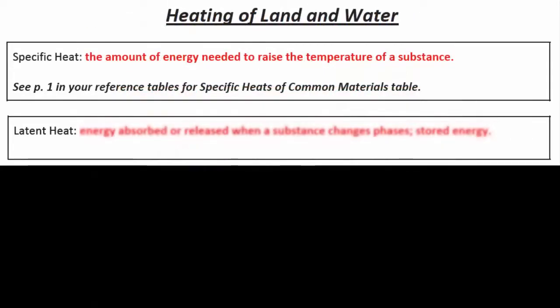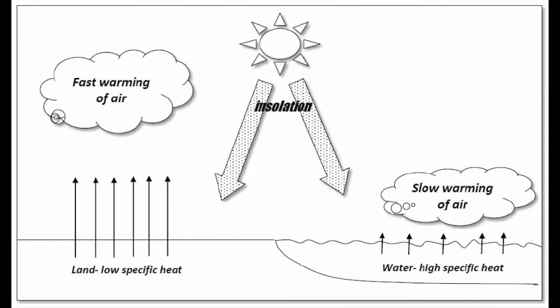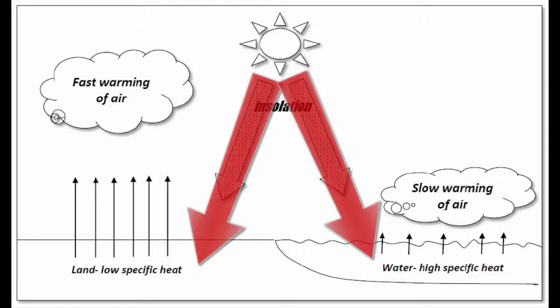Our next term is latent heat. Latent heat is the energy absorbed or released when a substance changes phases. In other words, it's stored energy. So what's the point of all this? I want you to take a look at the diagram in your notes. Remember, land and water are both getting energy from the sun in the form of insolation, or sunlight.